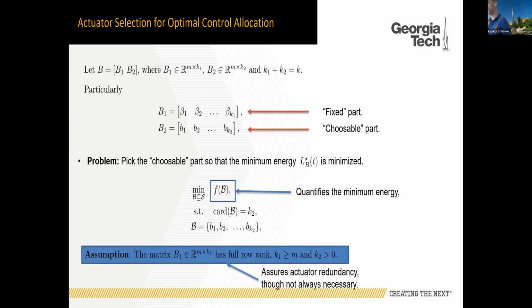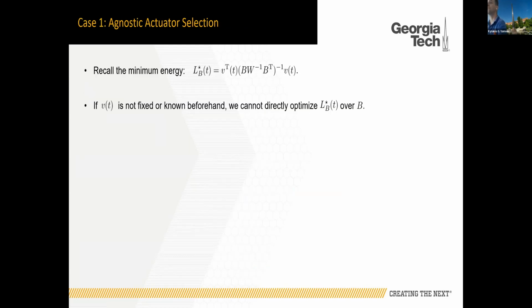Now, I have to assume that the matrix P1 that you see as the fixed part has full row rank. Which is not a big assumption, but this assures actuator redundancy. Let's remind ourselves again that my cost can also be improved by picking B. Since V is not fixed or known beforehand, we cannot directly optimize this over all the Bs. Remember that I have again to change the Bs.